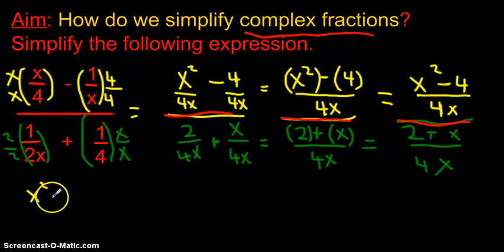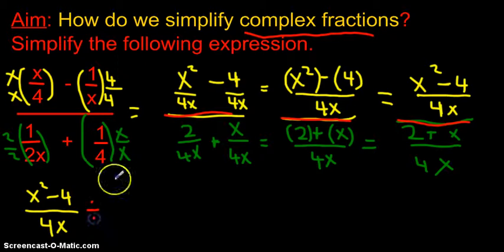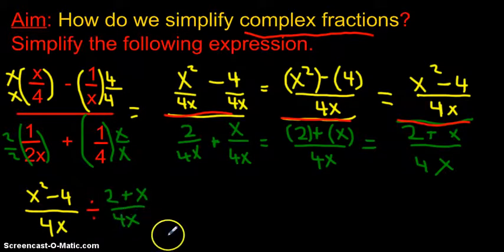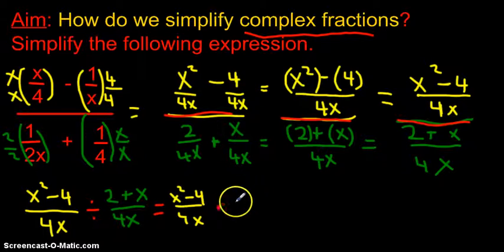I have x squared minus 4 over 4x divided by 2 plus x over 4x. This is something we were just doing the other day. The first thing you have to do, of course, is to change this to a multiplication problem by the reciprocal. So let's do that now. This becomes multiplication. The first fraction is the same, x squared minus 4 over 4x. And this one will flip over.